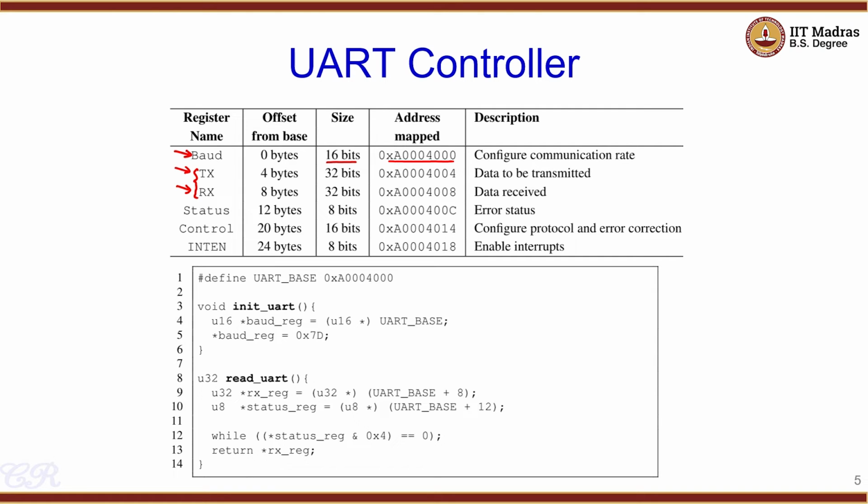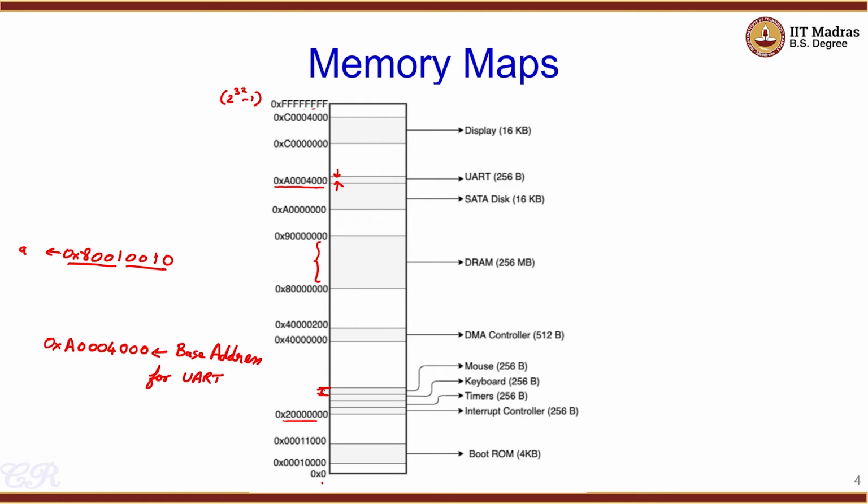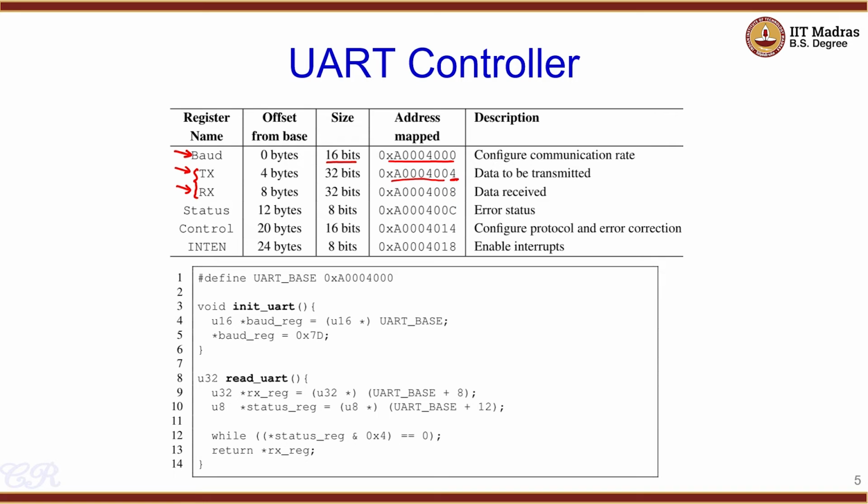Now, TX essentially has an address 0xA0004004, right? In other words, it's 4 bytes ahead of the baud. So, what does this mean? Notice first that this address is within the range of the UART. The UART starts at this address 0xA0004000 plus 256 bytes from this location, and the TX register is just 4 bytes away from the baud register, right.